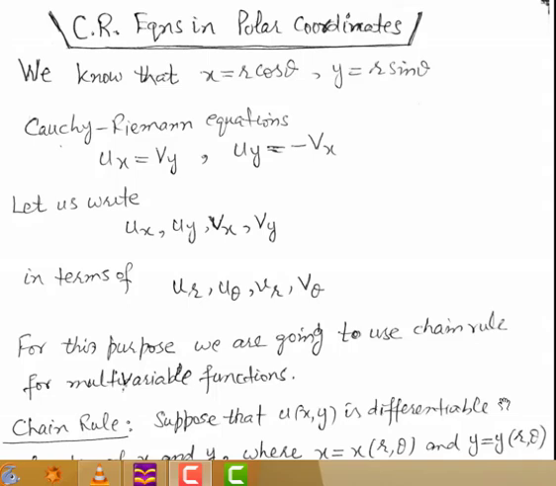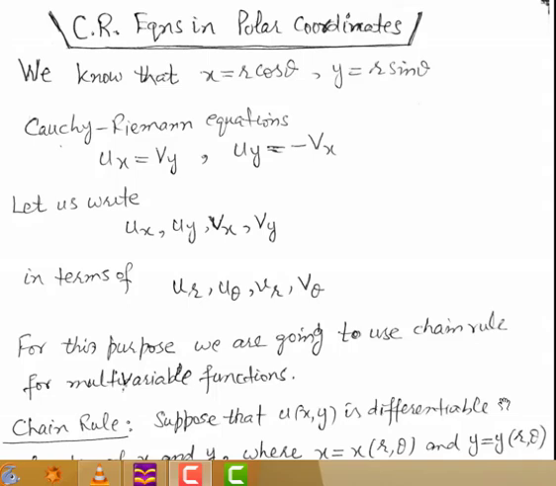Dear students, Assalamu alaikum. We have discussed complex valued functions and their continuity and differentiability. We know that a complex valued function is called analytic at a point z0 if it is differentiable at z0 and in some neighborhood of z0. For this purpose, we often utilize CR equations in Cartesian form, which is an equivalent criteria for differentiability.